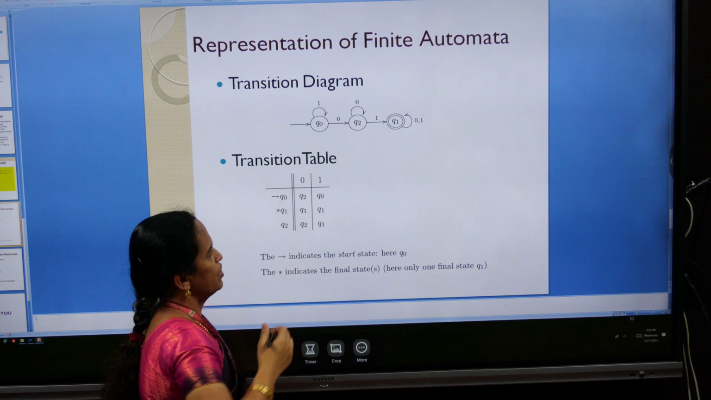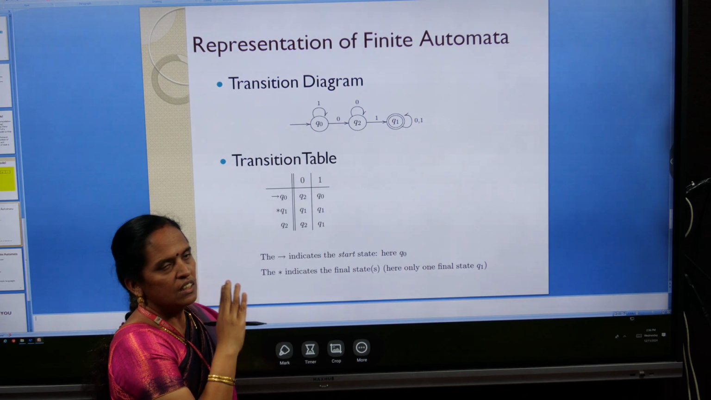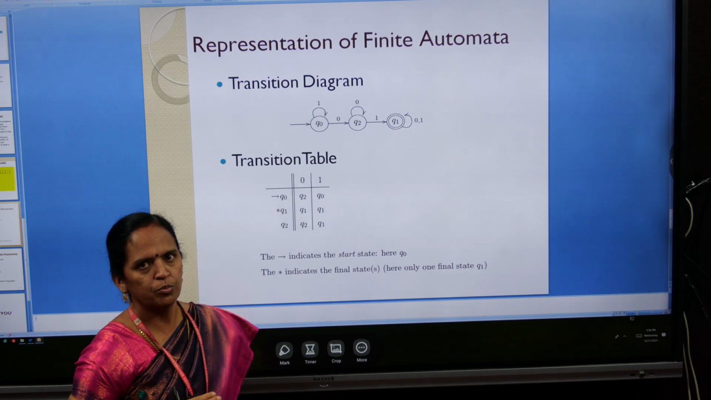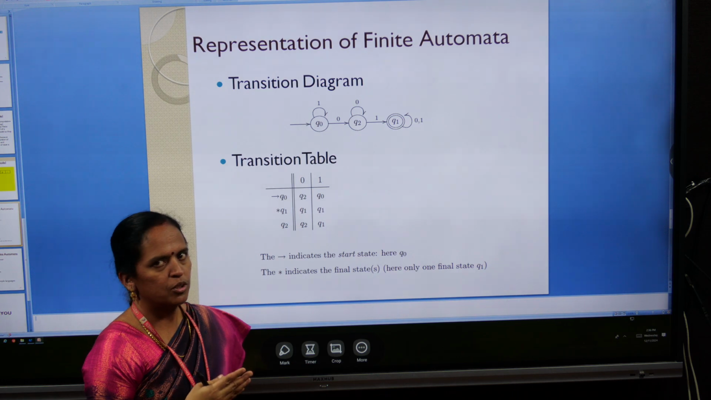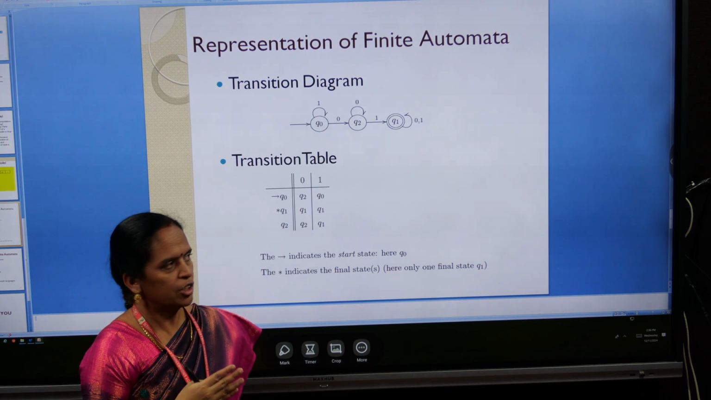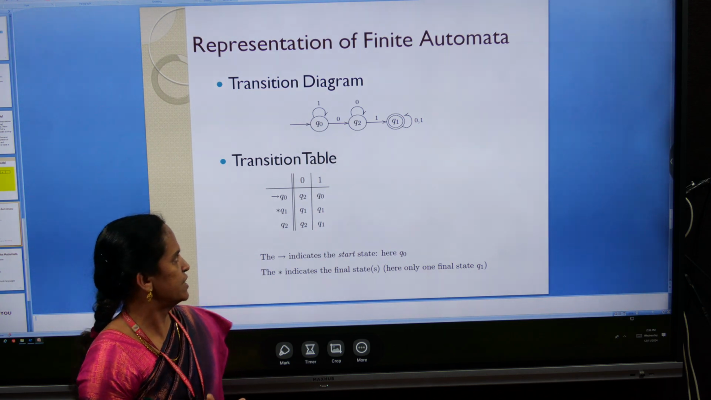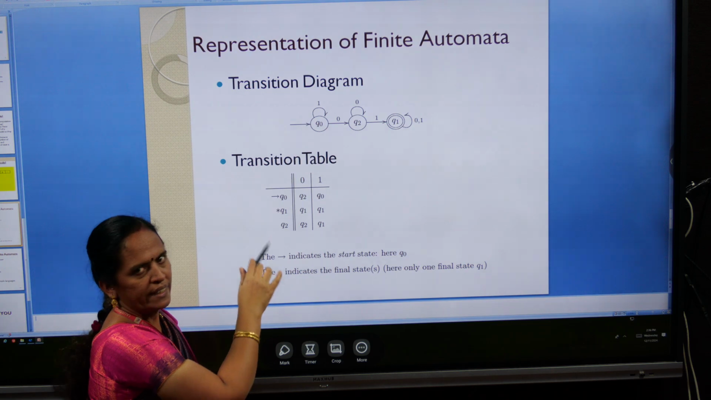If we give an input and after processing the input the machine reaches the final state, it means the given input is accepted or valid. If it is not able to reach the final state, it means the input is not accepted, that is, the input is not valid. The same we can represent in the form of diagrams.